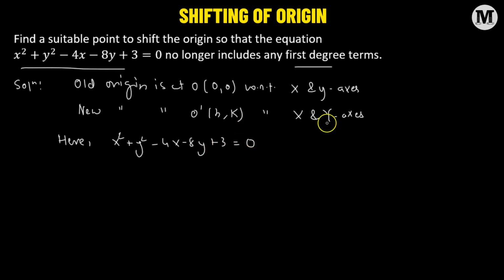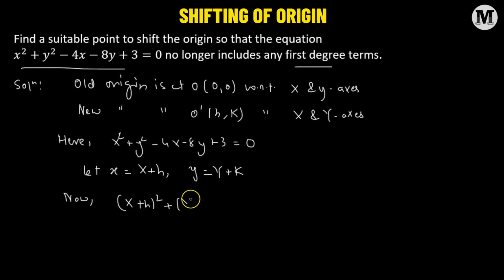Now since we have shifted the old origin from O to O prime, we can make the substitution x with x plus h and y with y plus k. So in this old equation, we're going to replace x with x plus h whole squared, then in place of y, we replace with y plus k. So we have y plus k whole squared minus 4 times x plus h minus 8 times y plus k plus 3 equals 0.